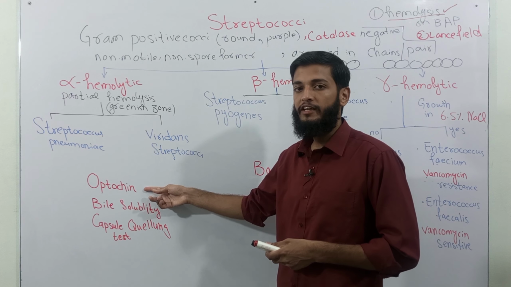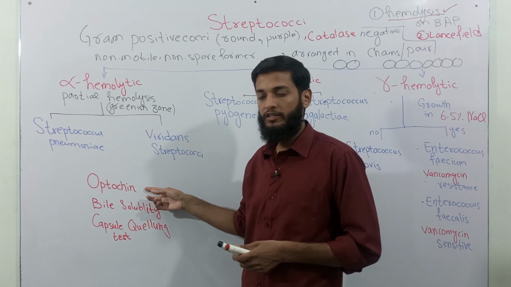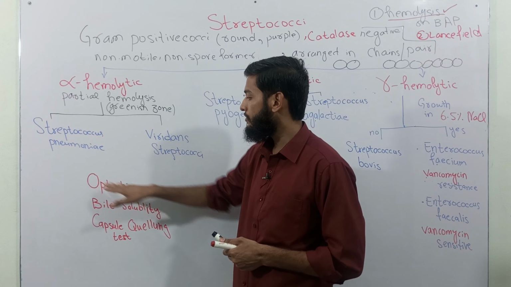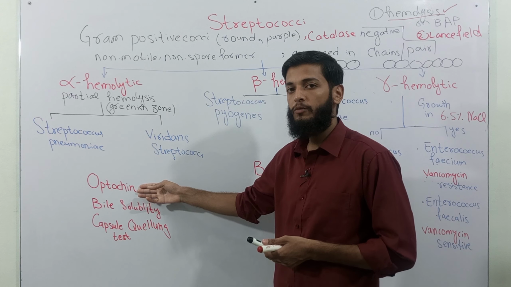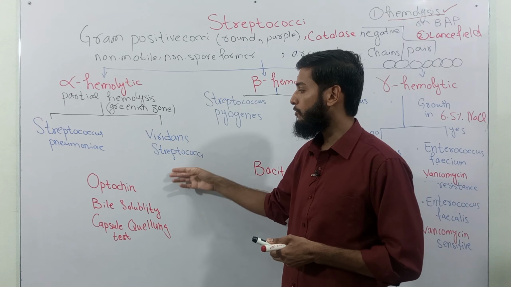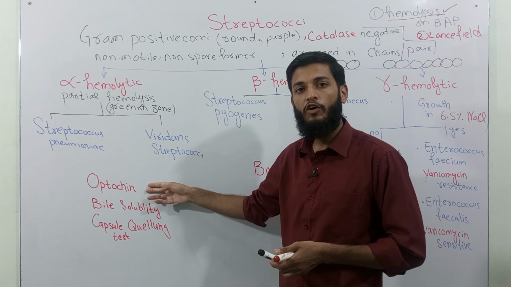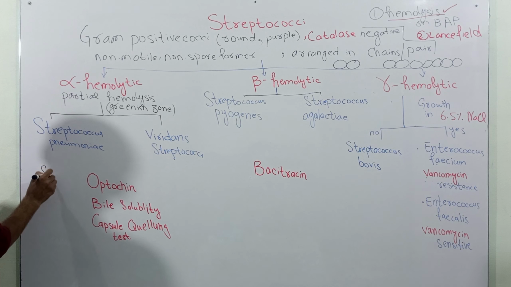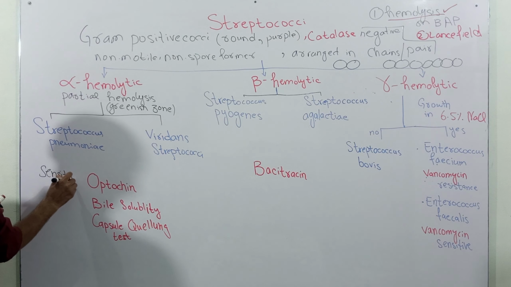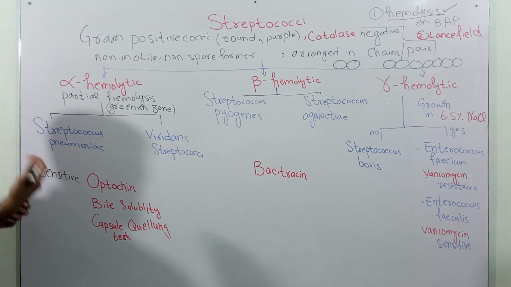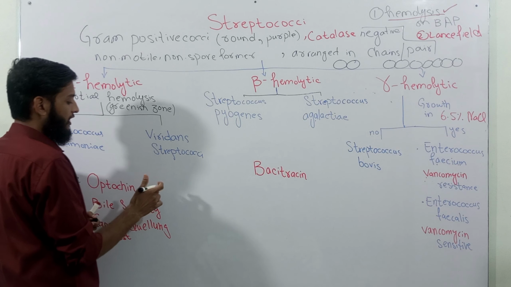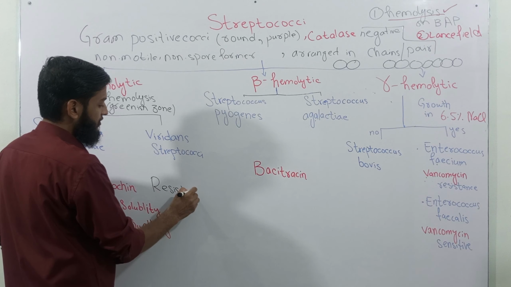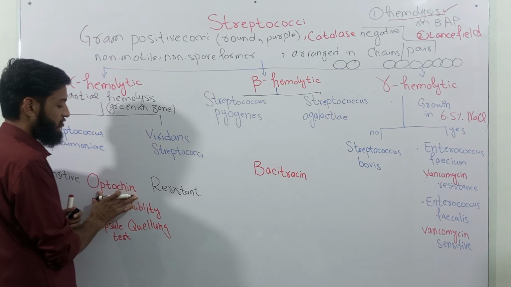First is the optochin test. Optochin is an antibiotic. Streptococcus pneumoniae is sensitive to this optochin antibiotic or optochin disc, whereas Viridans streptococci are resistant to optochin. So Streptococcus pneumoniae are sensitive. That means if optochin is present, Streptococcus pneumoniae can't grow, whereas Viridans streptococci are resistant. That means Viridans streptococci can grow in the presence of optochin.